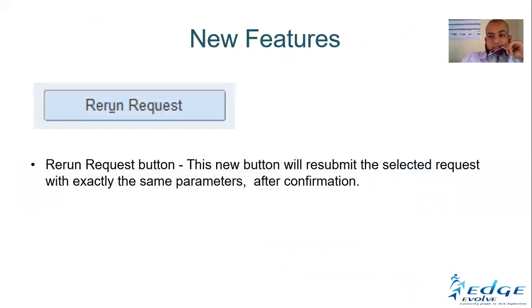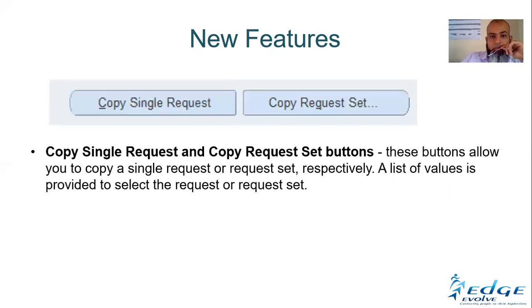A rerun request, this is an awesome one. So you don't have to go back and check all the properties that the user has chosen. You can just click on rerun request, and the rerun request button, this is a new button, will submit the selected request with exactly the same parameters after confirmation. So it's an awesome feature.